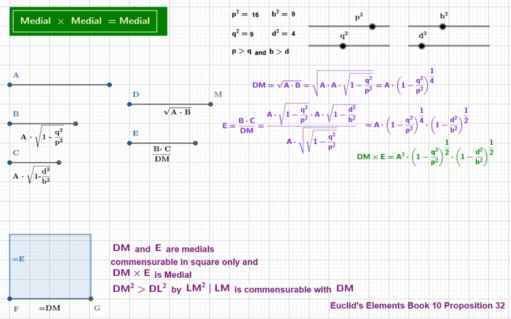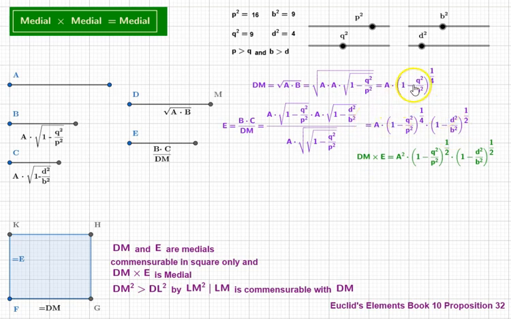Okay. If we draw the rectangle, then FK is equal to E. And the area of this rectangle is medial. So we have found two medials commensurable in square only. Now, what about commensurable in square only?